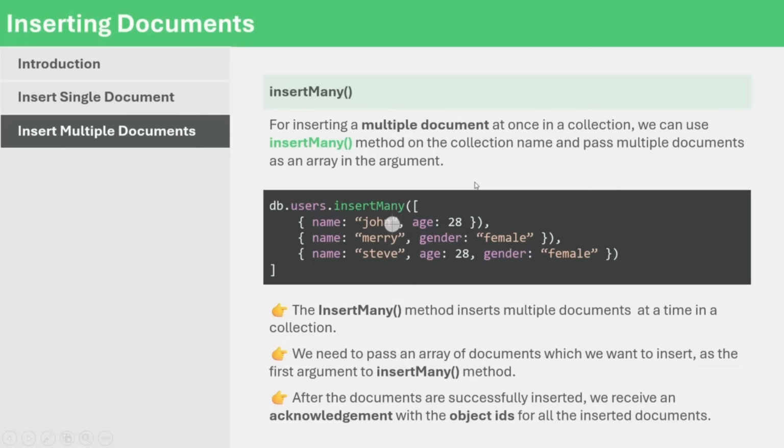All right. So if you want to insert multiple documents at a time in a collection, you can use this insertMany method. And to that insertMany method, you need to pass an array. And inside that array, you can specify all the documents which you want to insert. So this is all about inserting a document in a collection. For creating a document in a collection from Mongo shell, we have two methods, insertOne and insertMany. Using the insertOne method, we can insert a single document at a time in a collection. And using the insertMany method, we can insert multiple documents at a time in a collection.